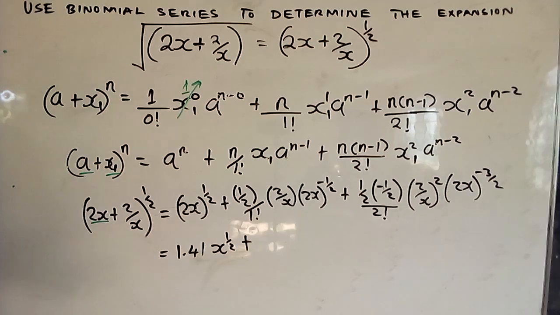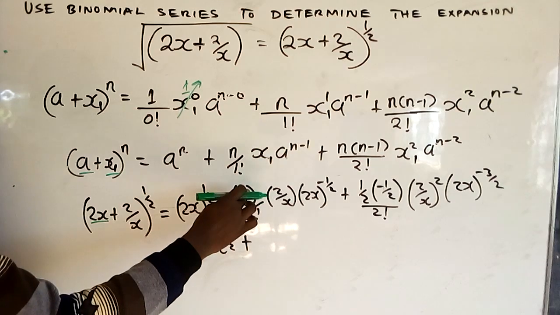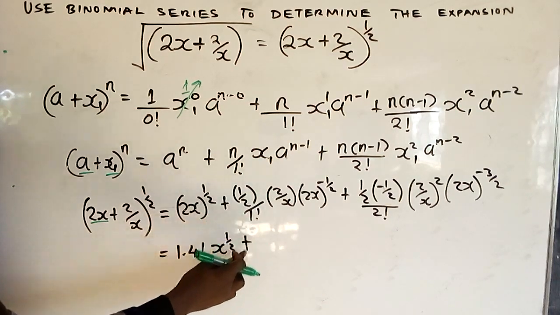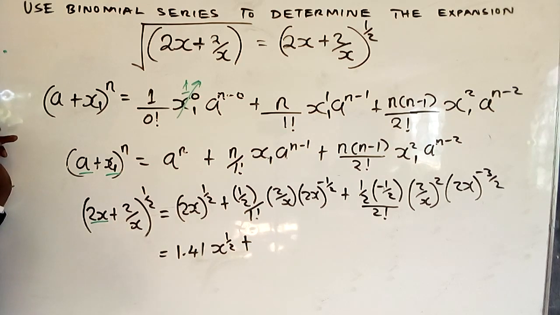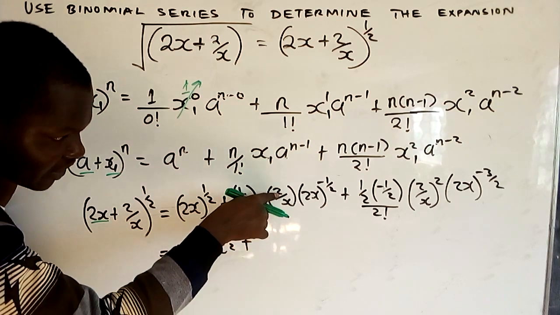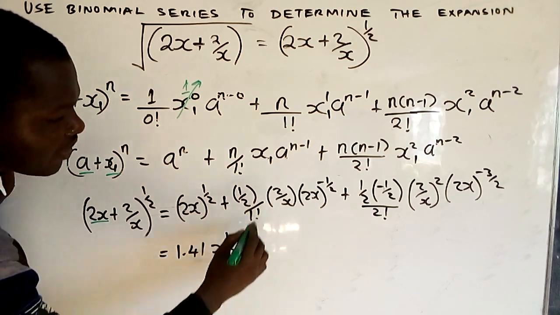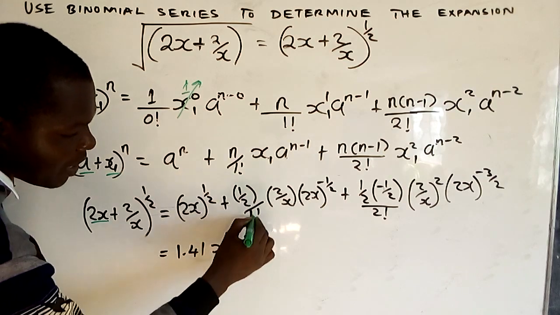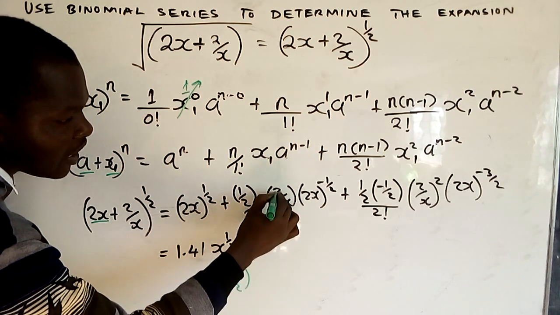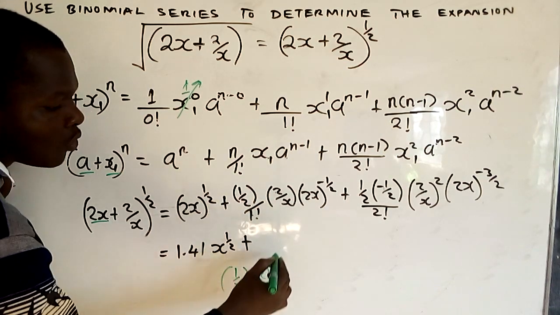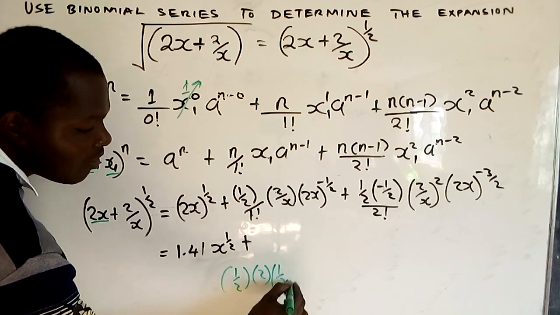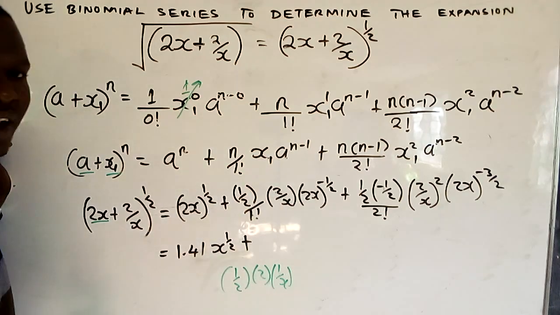Plus. Here we have a half divided by 1 factorial, which is just a half, isn't it? Then it is times 2, isn't it? Are you saying we are simplifying this? Just go to the calculator and separate the numbers. A half divided by 1 factorial is a half. Then here you have 2 and 1 over x. 2 over x means 2 times 1 over x, isn't it?